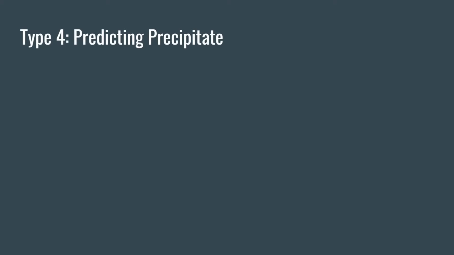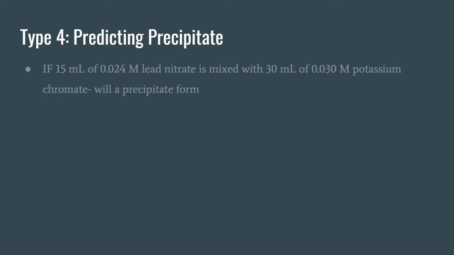Continuing off the person before me, now I'm doing type 4, predicting precipitate. Now, say that you were given this type of question. If 15 milliliters of 0.024 molar lead nitrate is mixed with 30 milliliters of 0.03 molar potassium chromate, will a precipitate form?